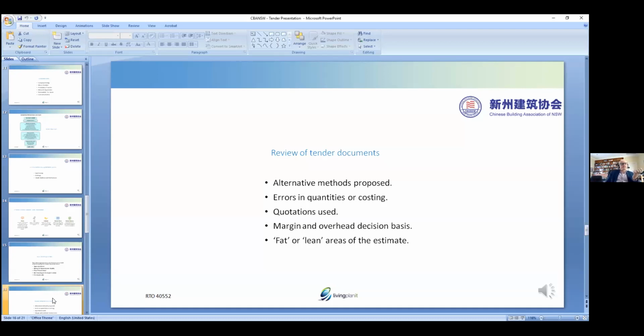Fat or lean areas of the estimate. Where do we have areas in our estimate that have got a lot of fat, and we mean room, a lot of money? So if we need to, we can take some money from there. And where are lean areas? Lean areas means there's not much money in this. If we know that this area is critical, we haven't priced it with a lot of room for play, for error. Okay.